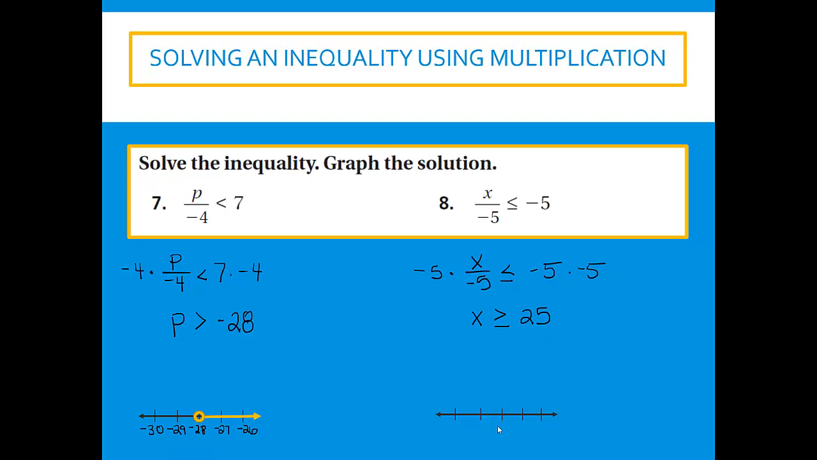Now we'll fill out our number line. So we have 25, and then to the right we have 26 and 27. And to the left we have 24 and 23. Our symbol is greater than or equal to, which means we have a closed circle at 25. And the numbers that are greater than or equal to 25 would be the numbers to the right. So we will shade to the right.